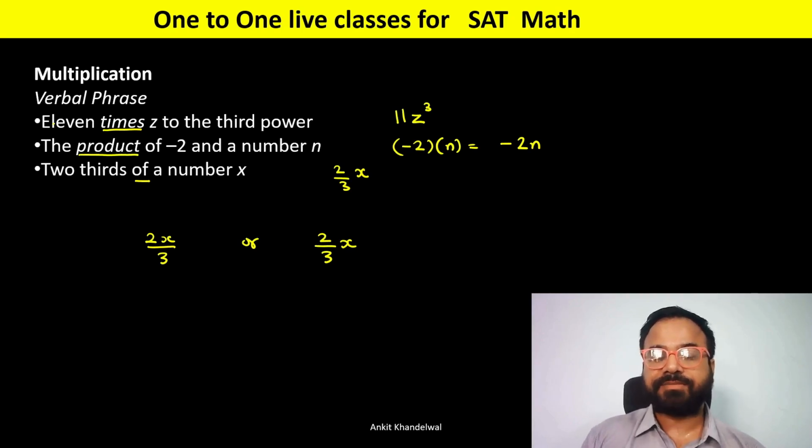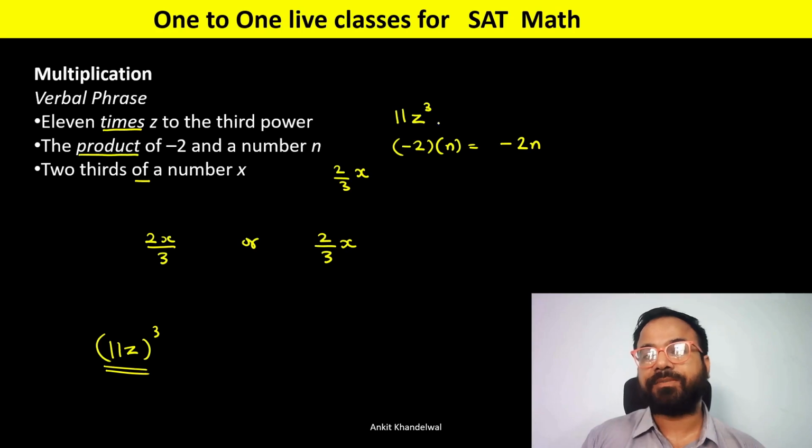Now in the first example, 11 times z to the third power, right now the third power is only on the z. But if you want to write 11z whole to the power of 3, it should be written like this: 11 times z whole to the power of 3. So this is the difference. This means 11 times z whole to the power of 3, and the other means 11 times z to the power of 3.